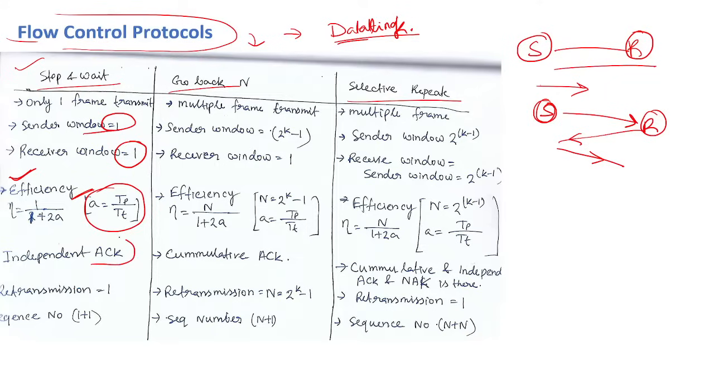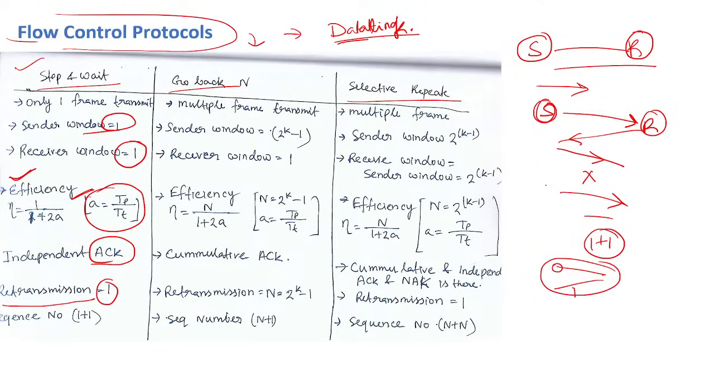An independent acknowledgement here. Retransmission: how many retransmissions? When one packet is lost, then only one packet it will send. That's why retransmission will be 1. Sequence number will be 1 plus 1, because for the sender when I am 0, then after that the next one is 1. Sequence number required is 1 plus 1. Always the sequence number depends on sender plus receiver. How much data sender is sending, whatever receiver is receiving, it is depending on that. That's why the sequence number is 1 plus 1 here.